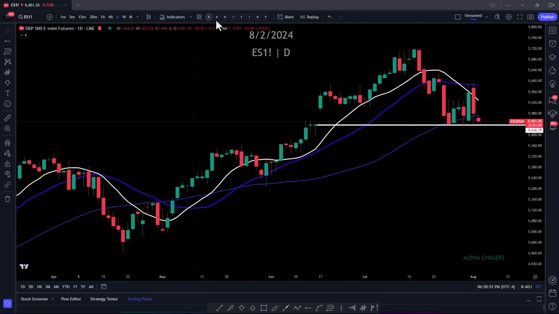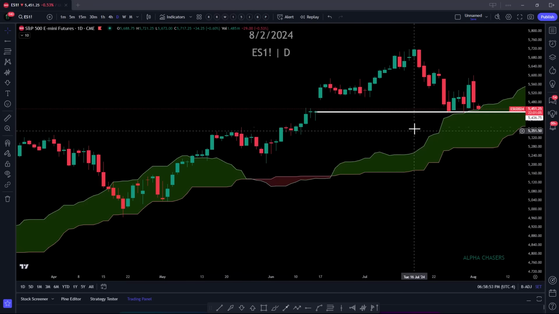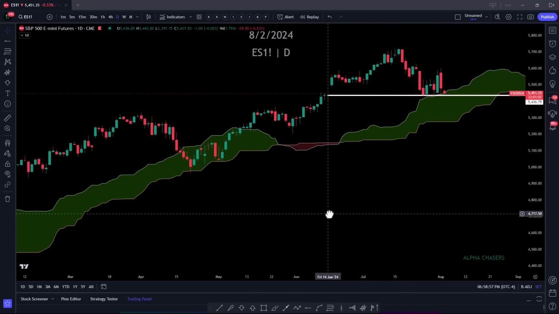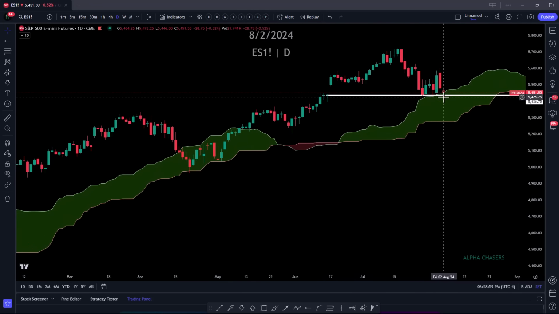If I take a look at the Ichimoku indicator, and all I do here is just look at the cloud, and that's what I'm just going to show you, the cloud right now. Once you get in here, it gets like Wix.